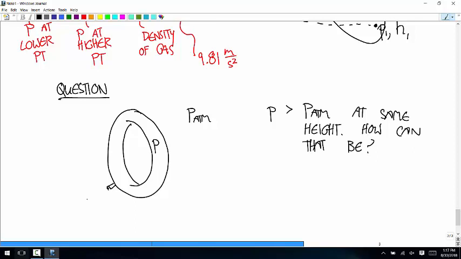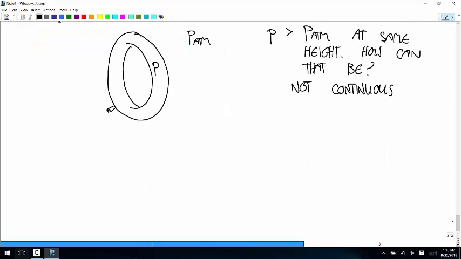How can that be? Well, it's because the gas isn't continuous. The inner tube boundary separates those two completely. If you take a pin and put a hole in that boundary and make the air continuous and wait for it to come to rest, then eventually it'll be the same pressure. And the same thing can happen if you're forcing air through.